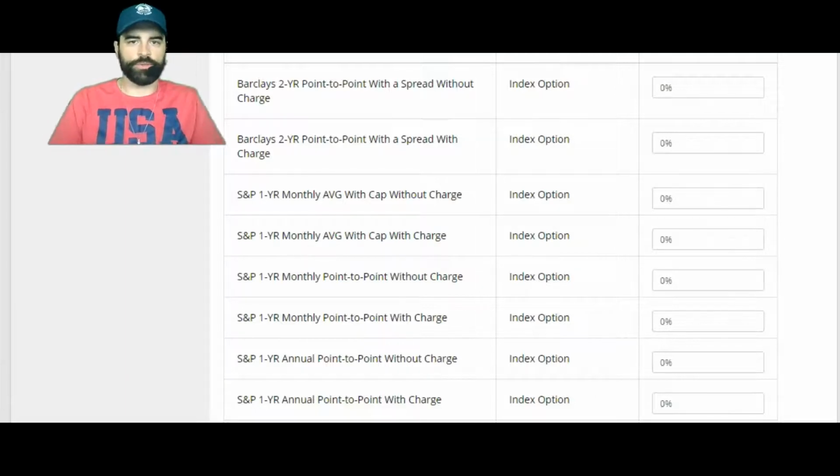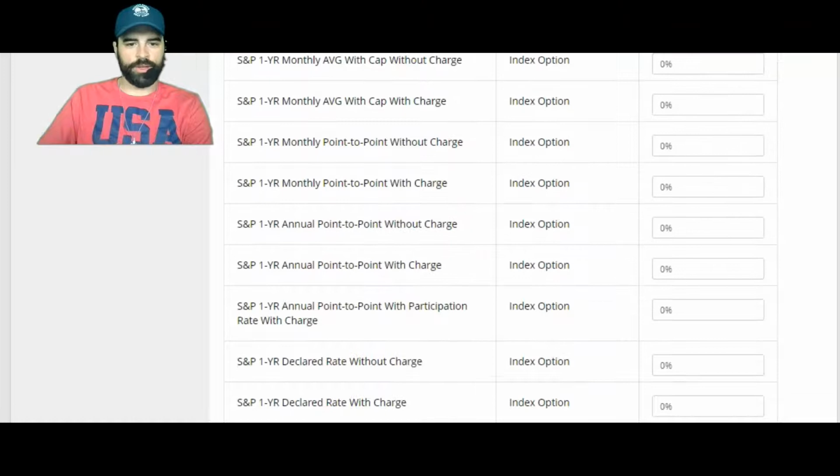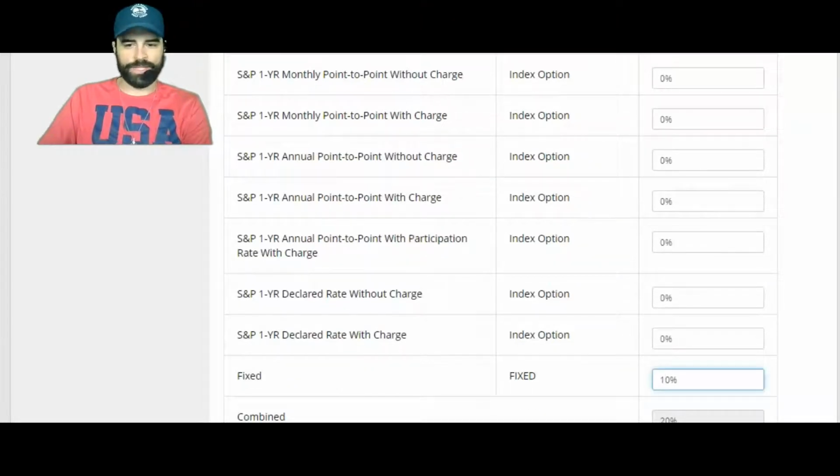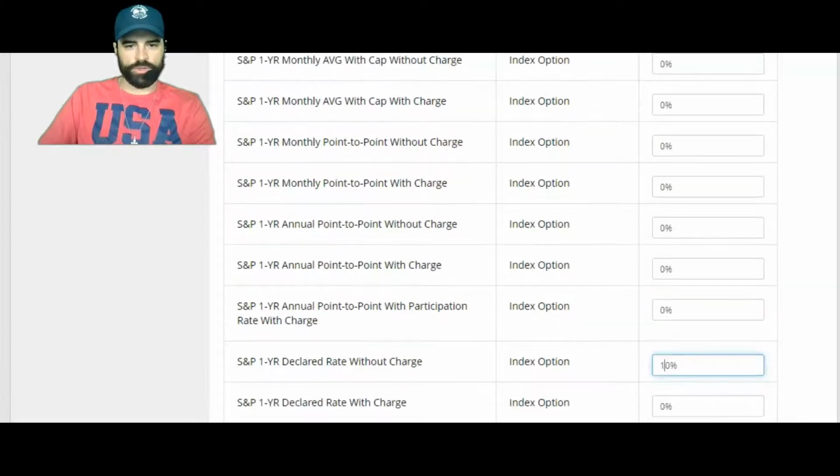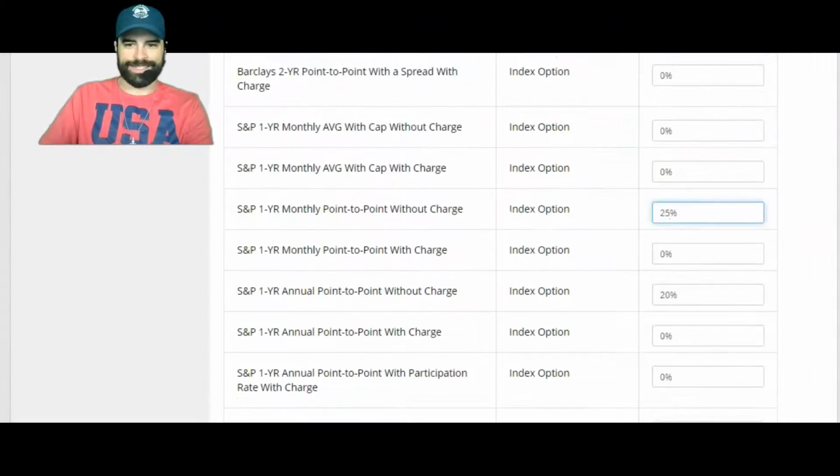All right, let's just say we've got a client that doesn't want to pay fees. They don't want to pay that 1.25, so we're going to go with the without charge strategies. I'm just going to mix it up, no rhyme or reason to it. I'm going to put 20 there. I'm going to come down here, I'm going to put 10 in fixed, that way they always get a little something. Declared rate without charge, let's put 10 there. That's a without charge annual point to point, I'll put 20. Monthly point to point, I'll put 25. How much do I have left? I have 15% left. Let's just go monthly average without charge of 15.